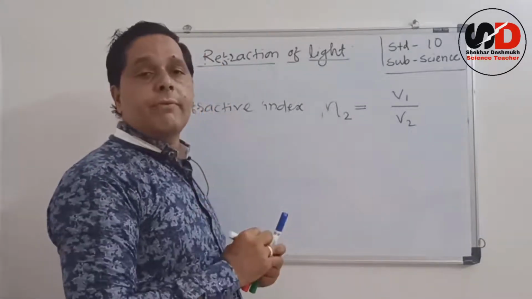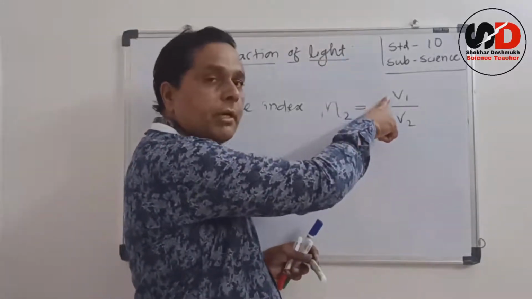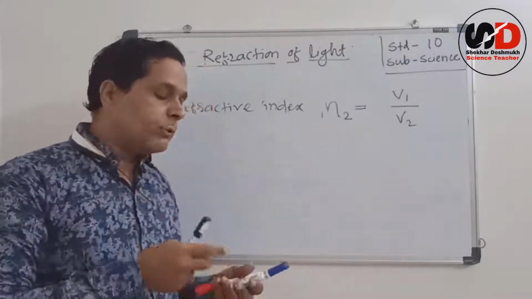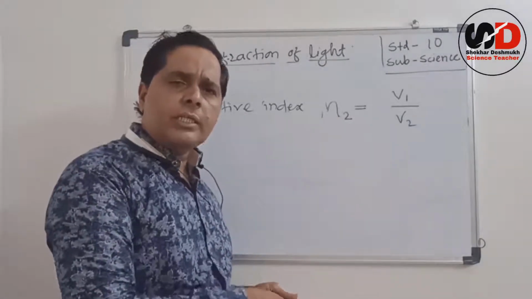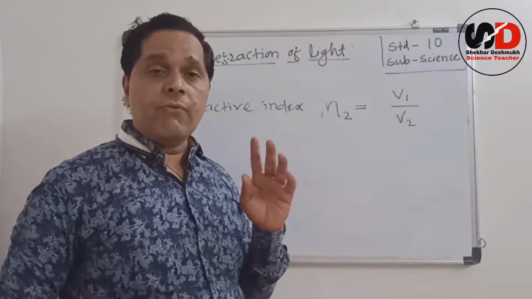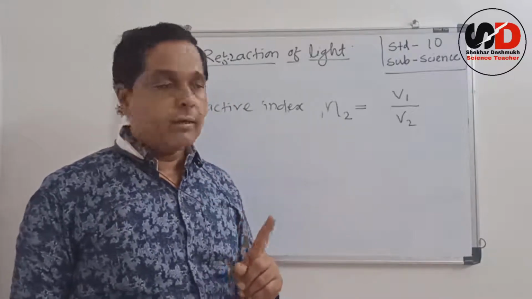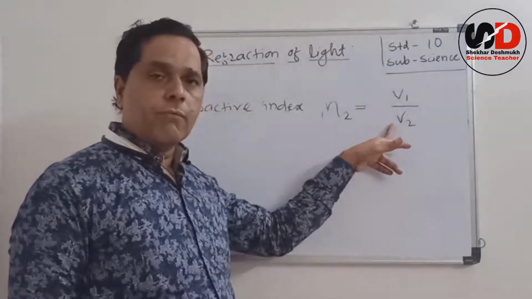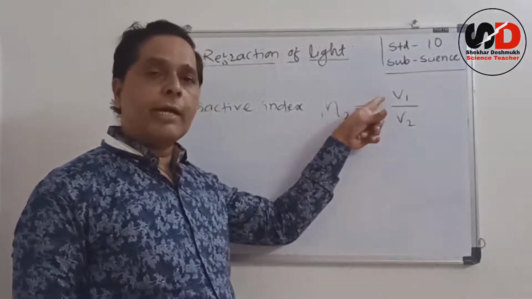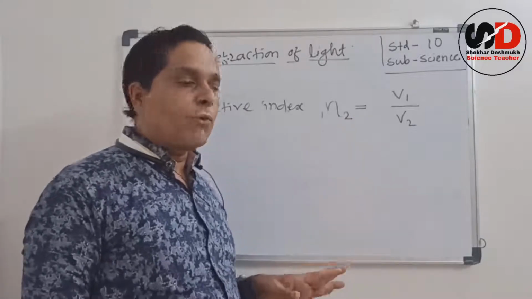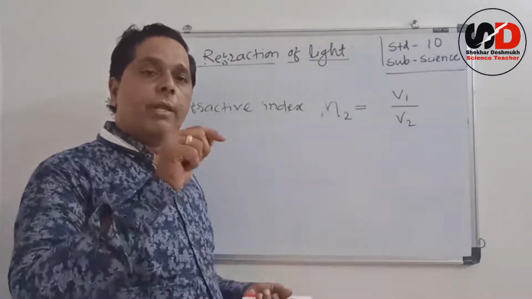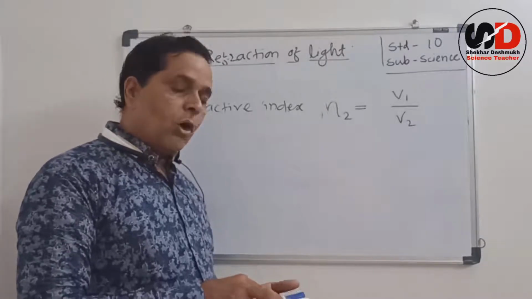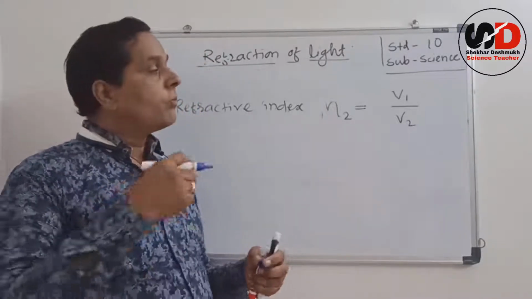For the absolute refractive index, V1 is the velocity of light in vacuum, which is maximum. Therefore, if we see the absolute refractive index in the table, for every substance, right from air, the refractive index must be more than 1. Why? Because V1 is always greater than any other V2. If we take air, the velocity of light in vacuum and in air is about the same, and therefore we get the refractive index of air as 1.0003.